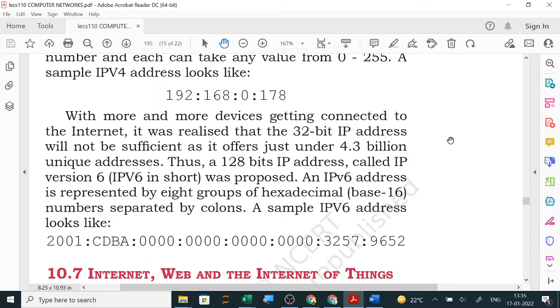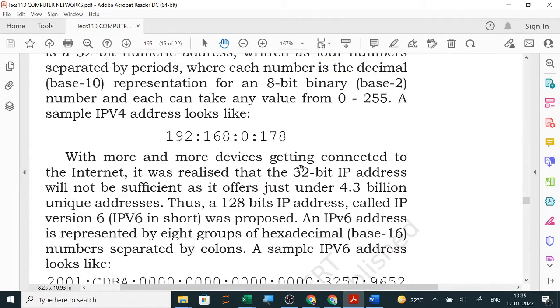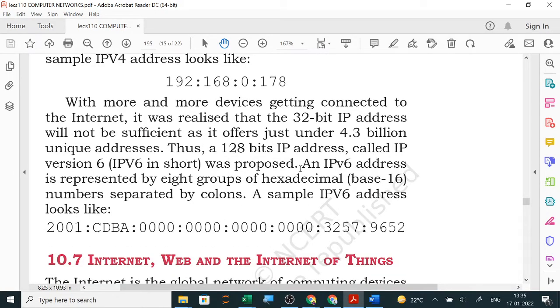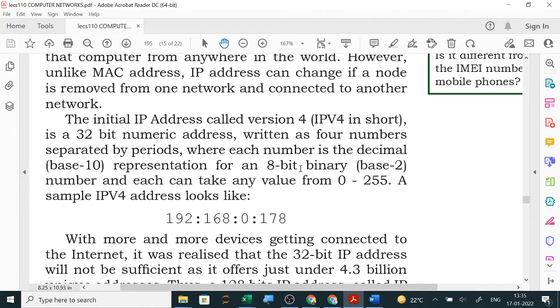Sometimes you are given an address and asked to identify whether it is an IPv6 or IPv4 address. Here in IPv6 you can find 8 parts, whereas in IPv4 only 4 parts are there. Clear? So the difference between the two is clear now. This one is a 128-bit IP address and this one is a 32-bit IP address. So this is the difference between MAC and IP address.